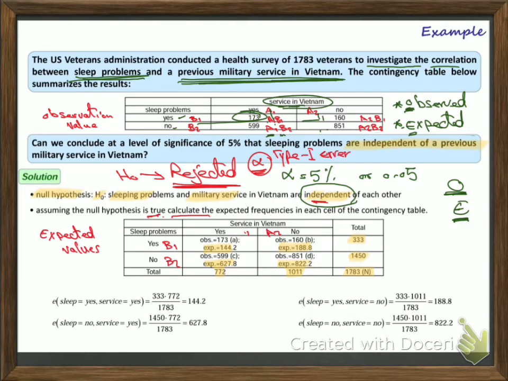So concentrate with me please here in this area, because we now need to see how to calculate the expected value. If we want to calculate the expected value for A1, B1, this cell, how can I calculate it?